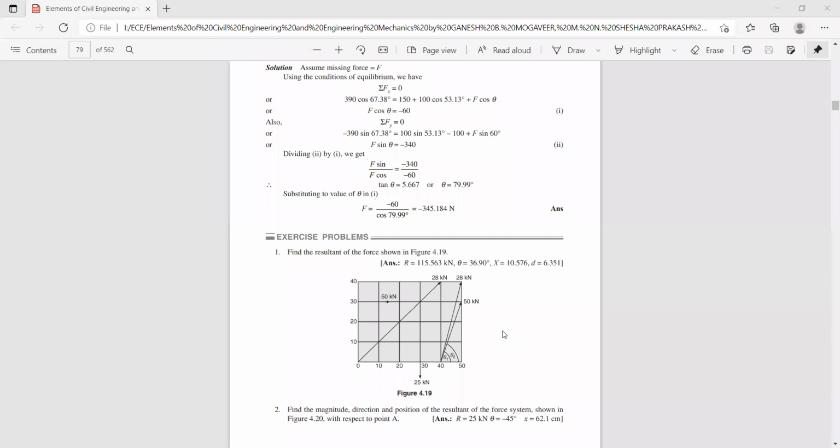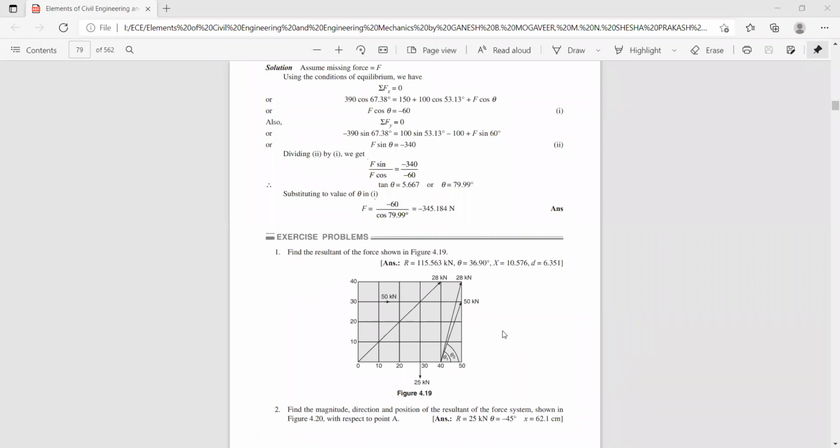So sigma F of x is 92.40 kilonewton, and sigma F of y, just tell me the value, how much you got. Later on, let us check with the resultant value, whether it is correct or not. 90.73 kilonewton. Okay, fine. Now you got sigma F of x and sigma F of y. Now you use that equation, R is equal to square root of sigma F.